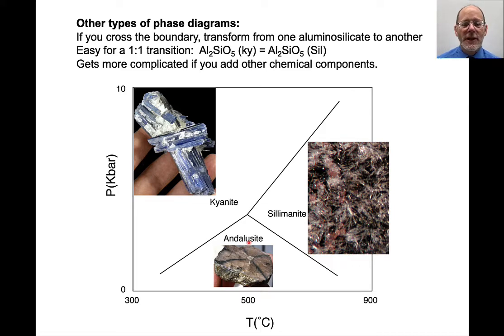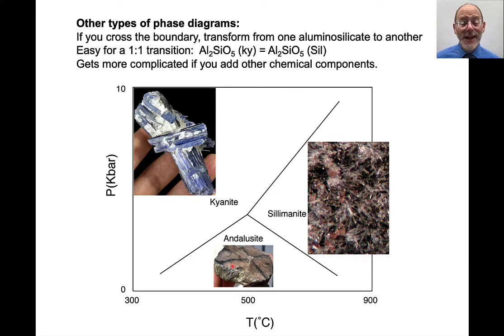So one of the most common ones that we talk about is the aluminosilicate phase diagram. The aluminosilicates have the same composition, Al2SiO5. So in this field over here, kyanite is stable. In this field, sillimanite is stable. Sillimanite are these little needles here. And in this field, low pressure andalusite is stable. This is a big crystal of andalusite with a beautiful chiastolite cross.